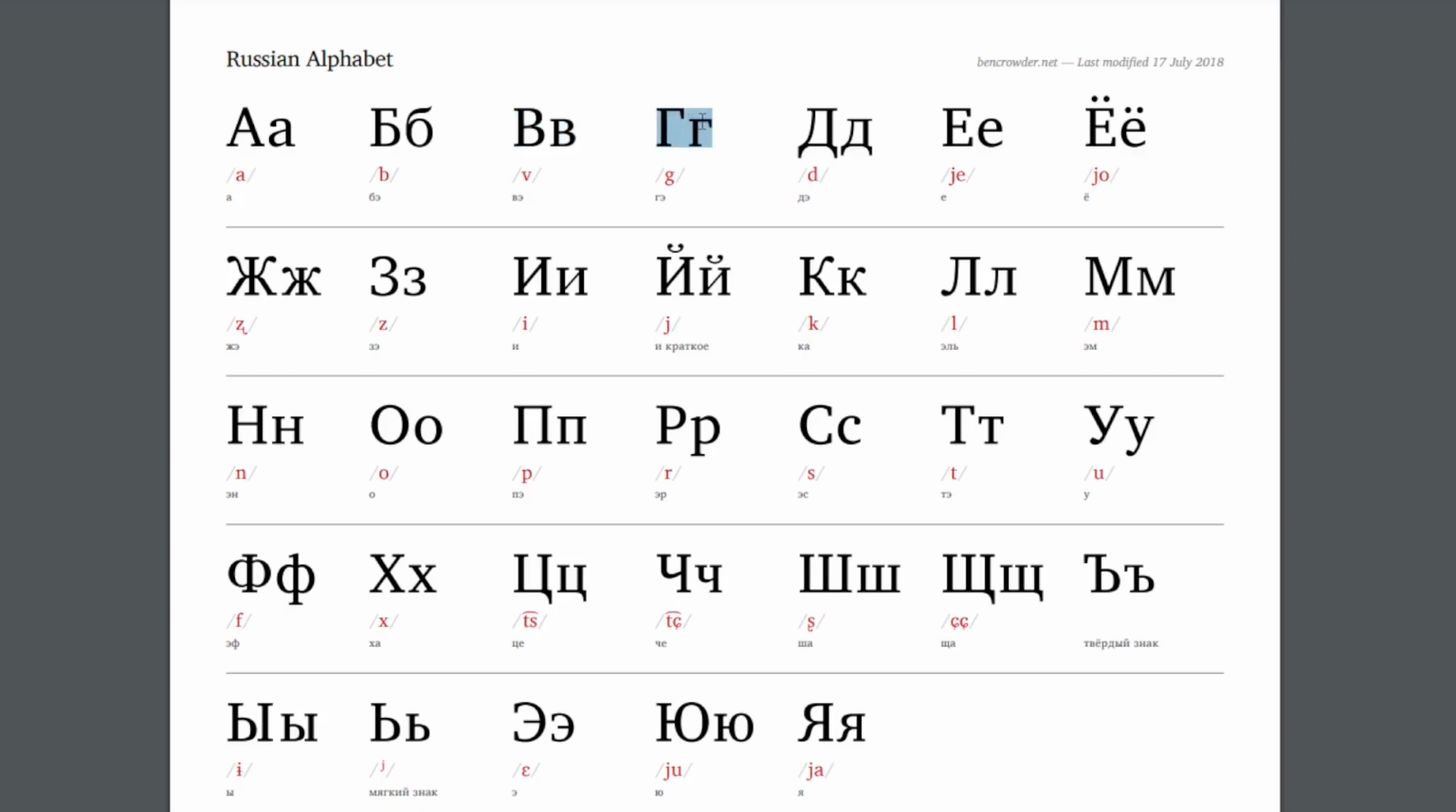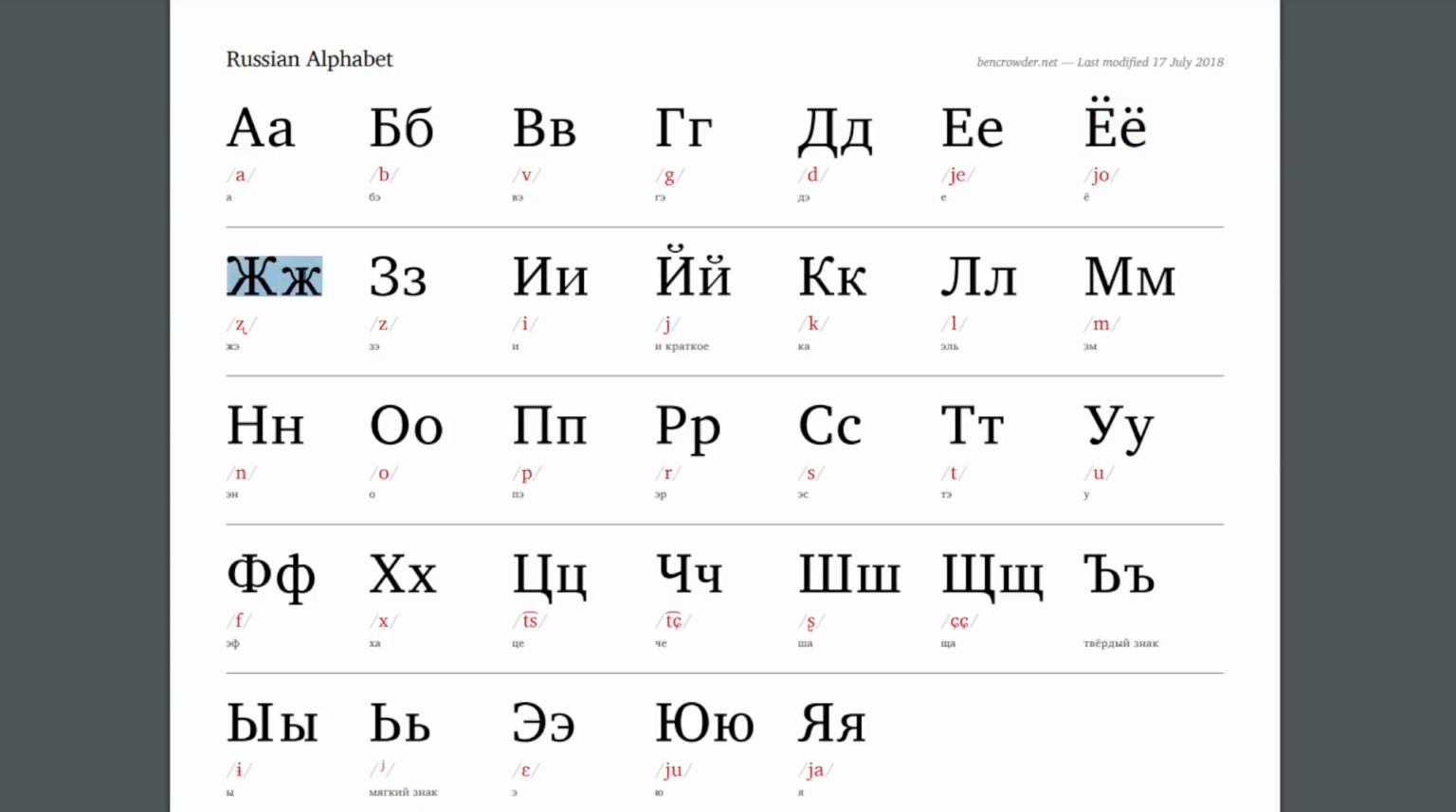Then we have G, which is the G sound, but it looks like this. And then we've got D, and then Ye, which sounds like a Y-E sound. The E sounds like "yeh", so you put a Y before it. And then same with this one, except it's "yo" when there's two dots above it. When there's an umlaut above the E, it's "yo".